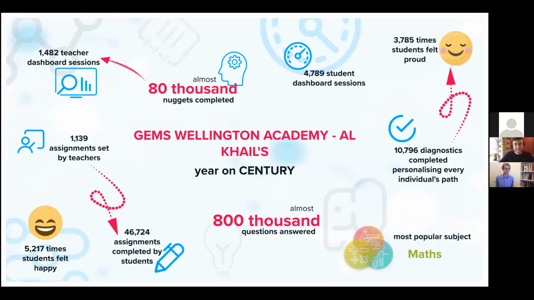More than 80,000 nuggets completed. Some of you will be very familiar with nuggets. For those that are wondering, what is a nugget? All shall become clear shortly. That included over 800,000 questions. Great feedback from students on the platform as well. You'll be happy to know that the most frequently reported emotions were either happy or proud. And last year, the most popular topic on the platform was maths, although of course we do offer English and science as well.